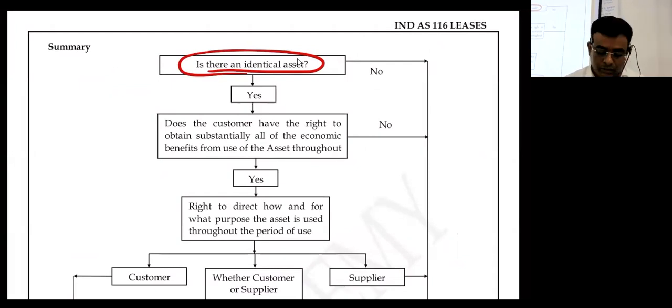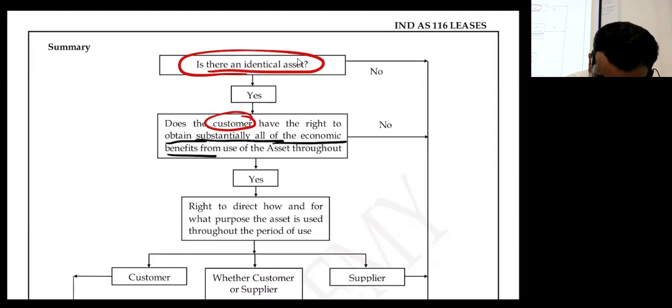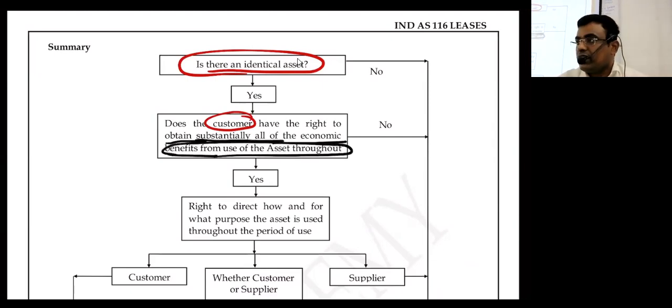Is that clear? No. Does the customer have the right? The customer, the lessee, has a right to obtain substantially all the economic benefit from the use of the asset throughout. Yes. The surprise: they are sitting in this place for 3 months. Is an identified asset there? Yes sir. Does the customer have the right to obtain substantially all the economic benefit? All the economic benefit of this bench, that girl is going to take.